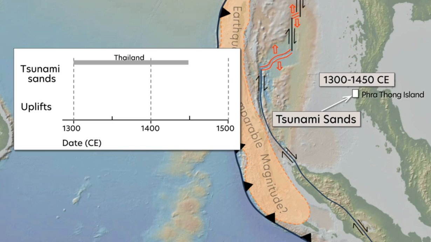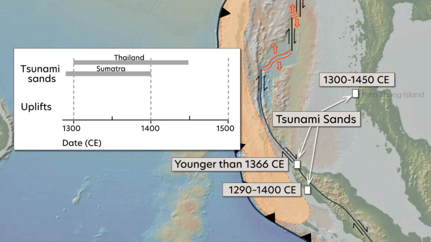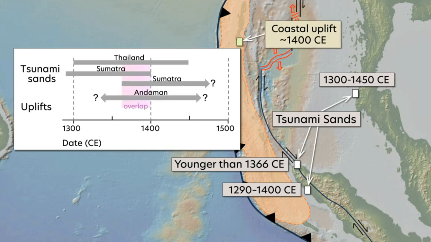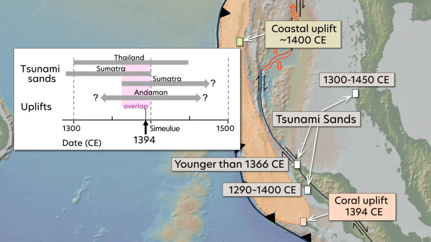2 sites in northern Sumatra have tsunami sands dating between 1290 and 1400 CE and younger than 1366 CE. Uplift of a marine terrace in the Andaman Islands occurred around 1400 CE, while coral growth rings precisely date an uplift of northern Sumatra Island in 1394 CE. If all of these tsunami sands and uplifts were produced by a single predecessor to the 2004 Sumatra-Andaman earthquake and tsunami, that event occurred in 1394 CE.